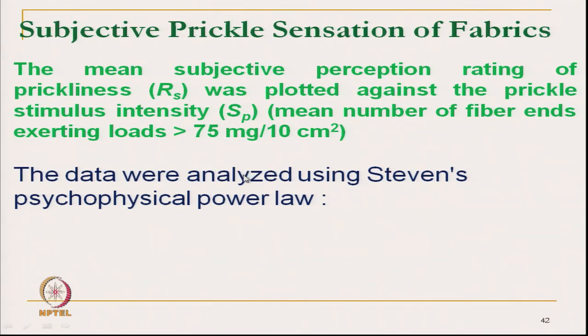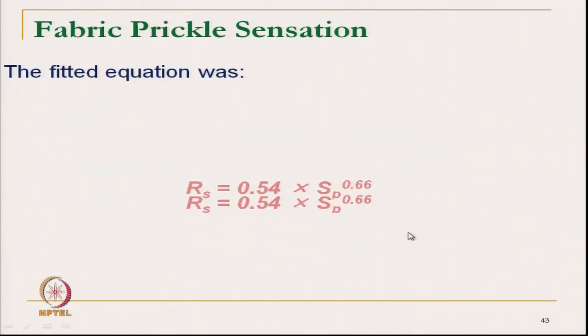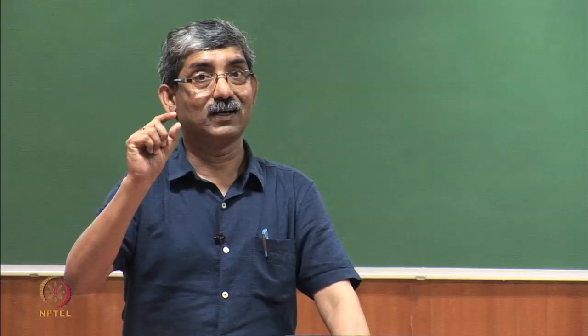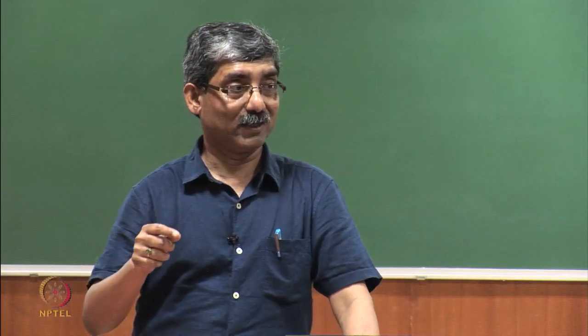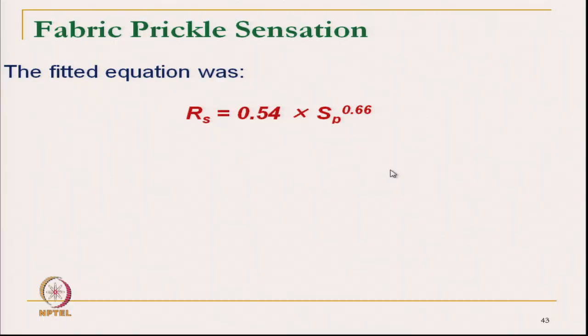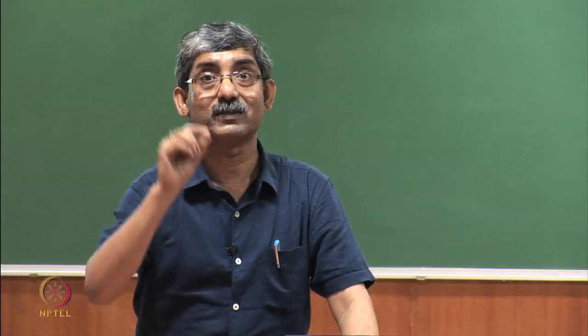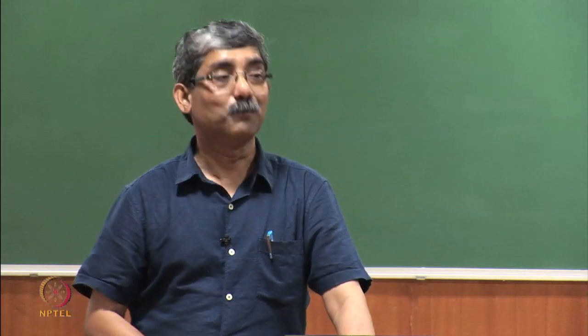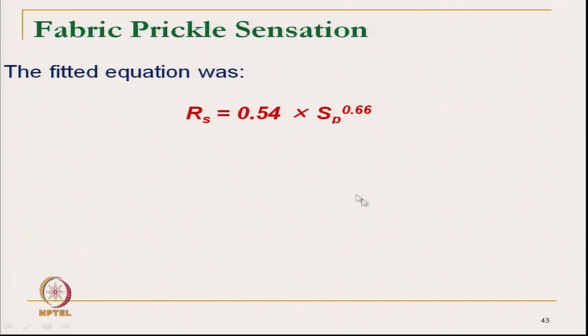So, this is the Stevens psychophysical power law that we have discussed earlier. Here the exponent B for prickliness sensation is typically 0.66. As we have seen earlier, for different types of sensations this exponent is different. For electric shock, I think we discussed, it is 3.5. For brightness it was different. Similarly, for prickliness here it is 0.66. This is the equation.